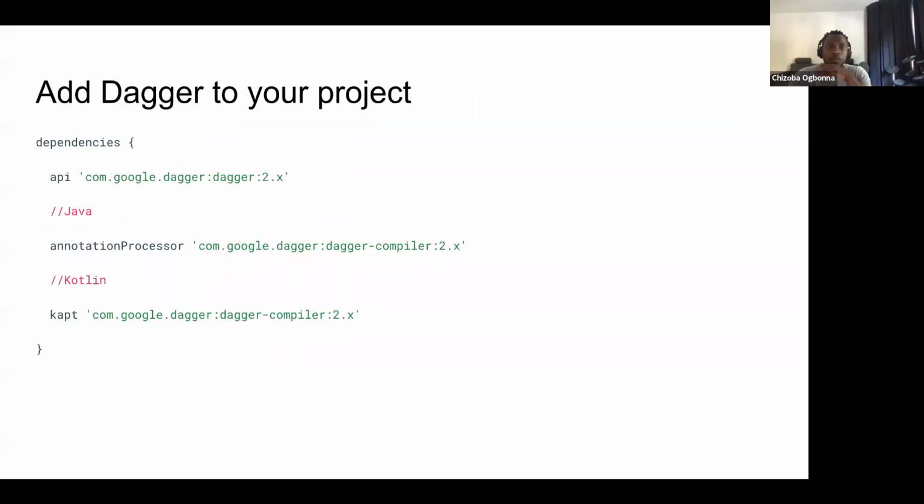Yeah, we're almost at the end of this. Then, the way you add Dagger to your project, basically: you add this API to include Dagger in Gradle. If you are using Java, you also need to use annotationProcessor to include the Dagger compiler. And if it's Kotlin, you use kapt. Of course, we know that. Then you need to have added the kapt Gradle plugin and all the other things we need to use kapt. That's basically how you add Dagger to your project.